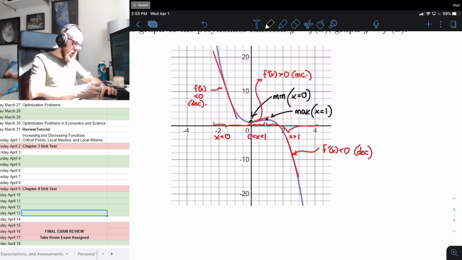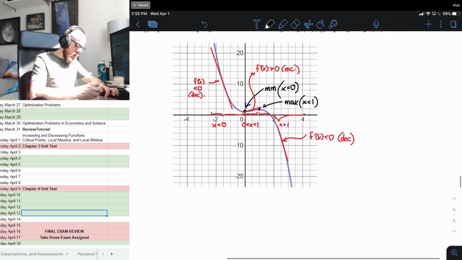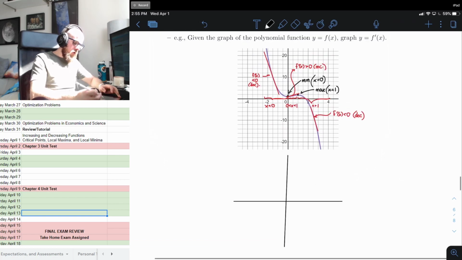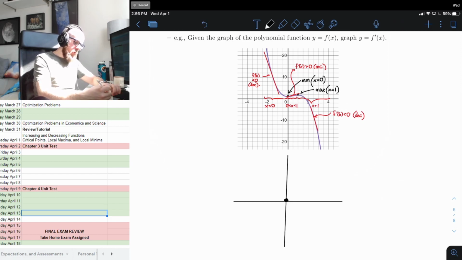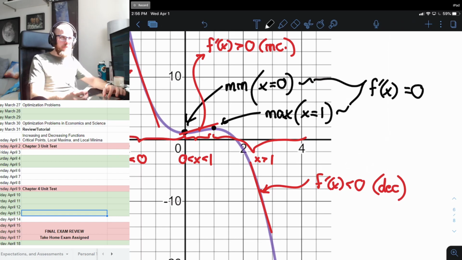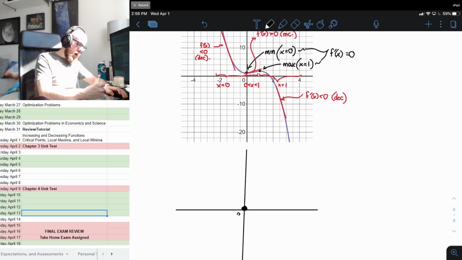So let's go to the derivative here. I'm going to create a new axis. Okay, so let's fill in all the information that we have here. I'm told that I have a minimum at x equals 0, right? So my minimum and my maximum for that matter, both of these tell me that f prime of x is going to be equal to 0 at those 2 points. So if I come to my graph, I go to x equals 0 and x equals 1, and I know that my derivative will have to pass through those points.